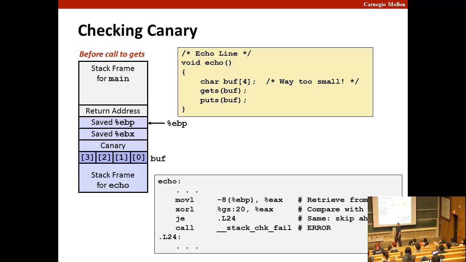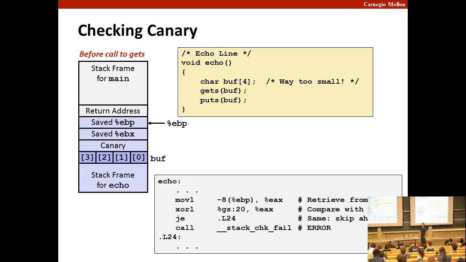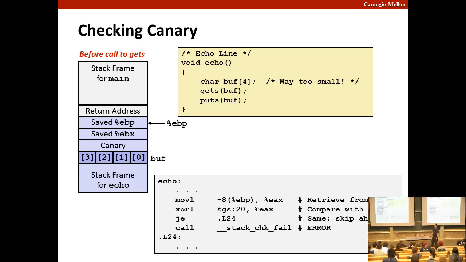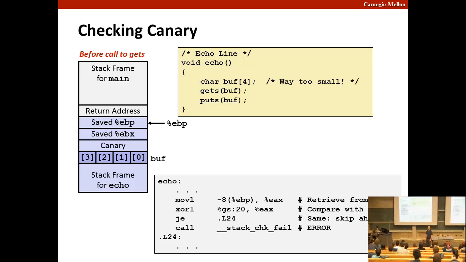Yes? Is it possible that the value doesn't get overwritten and we still have overflow? Like, we check for it and it's still there, but we still have buffer overflow. It's not possible that the value is still on the stack and you don't have overflow, because you have to write through the value to get there. It is possible, however, that you rewrite the canary, or that you write code that changes the canary.